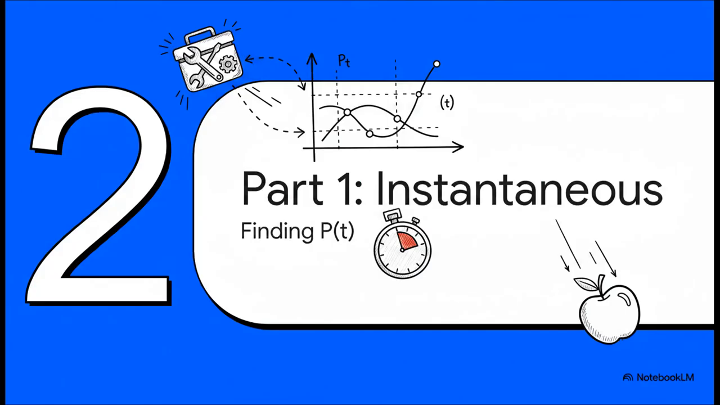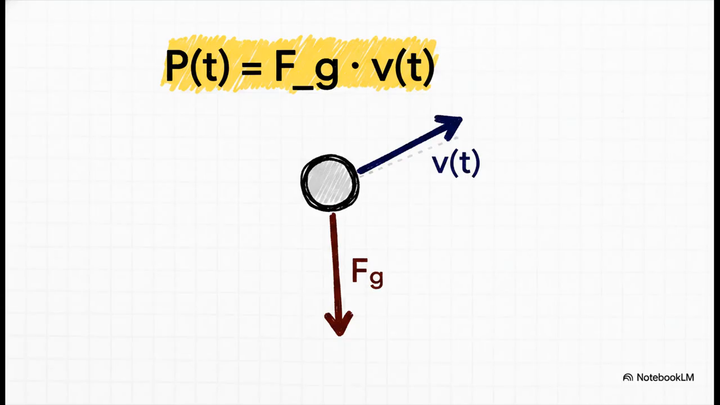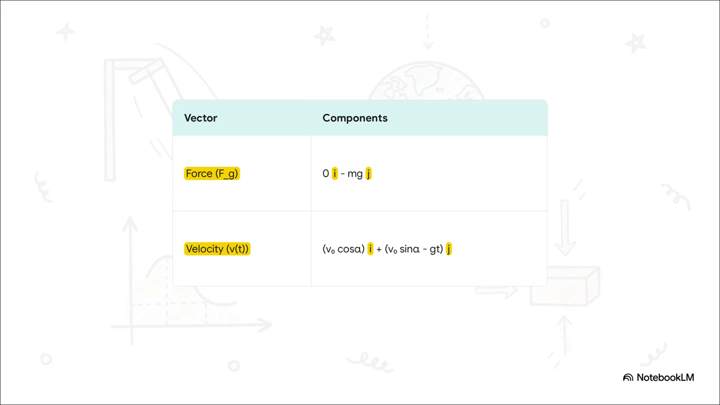All right, toolkit's all laid out. We've got our concepts ready. Let's put them to work and solve the first part of this puzzle, finding that instantaneous power as a function of time. We're going to start right with the definition we just pulled from our toolkit. Instantaneous power, P of t, is just the dot product of the force of gravity vector and the velocity vector at any time t. So let's break these vectors down into their horizontal and vertical components, their i's and j's.